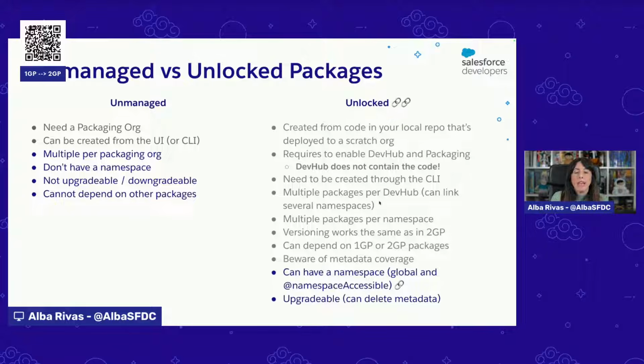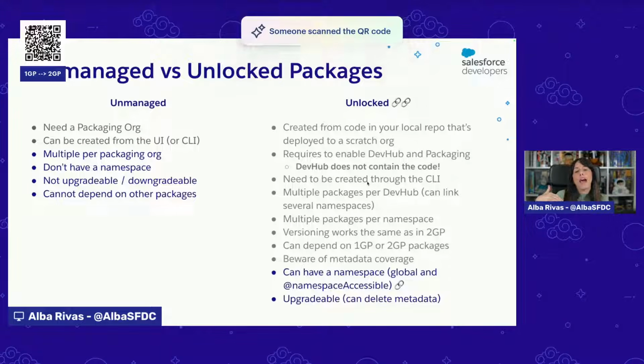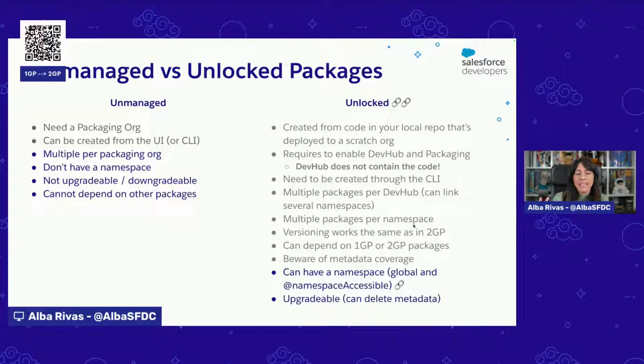So you see that many things work in the same way for 2GP managed packages and for unlocked packages. For instance, you can have multiple packages per namespace. Versioning works in the same way. They can have the same kind of dependencies, and they need to be created through the CLI. They require a Dev Hub, etc., etc. Okay, everything that we mentioned before. So I've said namespace here, and this is exactly the response to what Extreme Weirdness was asking in the chat.